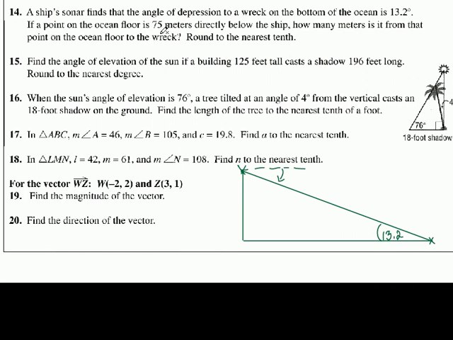Now it says if a point on the ocean floor is 75 meters directly below the ship. Where's the ship? It's right here. Directly below the ship. How far below the ship? It's 75 meters. Everybody see that? That's the point on the ocean directly below the ship, 75 meters, okay? Yes, directly below, which means those words indicate that it is perpendicular. How many meters is it from that point on the ocean floor to the wreck? Here's the wreck right here. So we're trying to find that distance along the bottom. Everybody got that? So now I've got a right triangle.